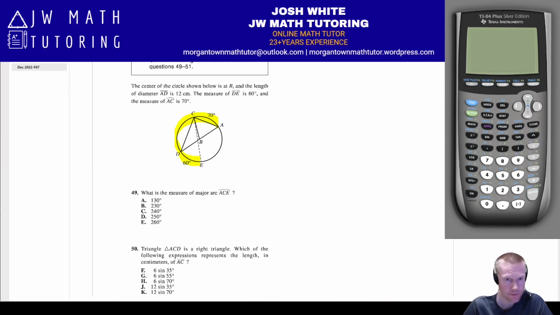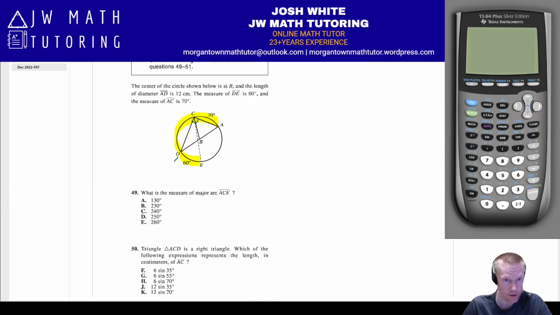One thing to notice is AD is a diameter. They give you that in the problem. That means that this is a right angle right here. Any triangle inscribed in a semicircle, which is what this is because AD is a diameter, means that it's a right triangle. So this angle up here, angle ACD, is a right angle.